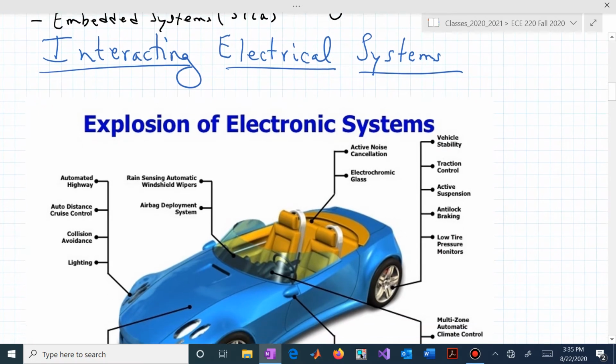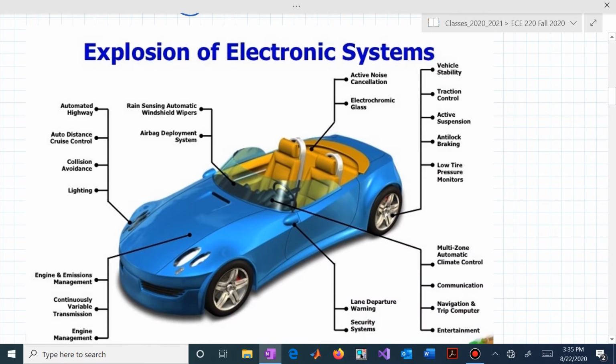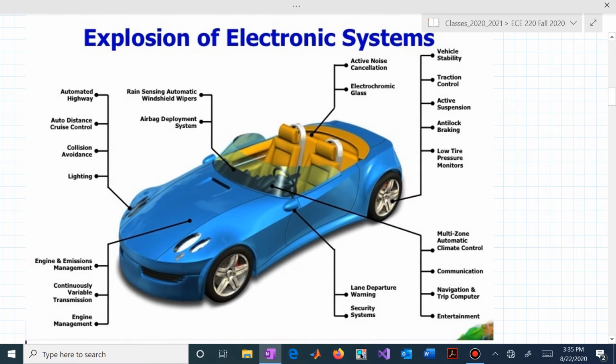One device that shows this explosion of interaction is your vehicle. It's loaded with sensors, and how do you allow those sensors to measure or sense different properties or characteristics of the environment?